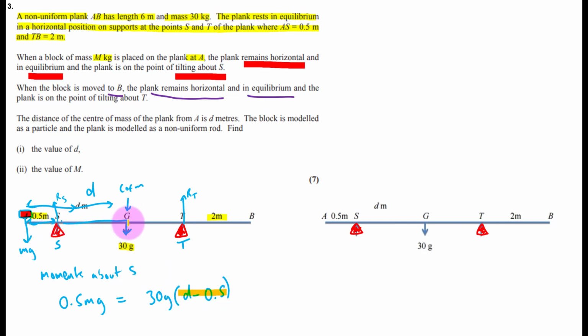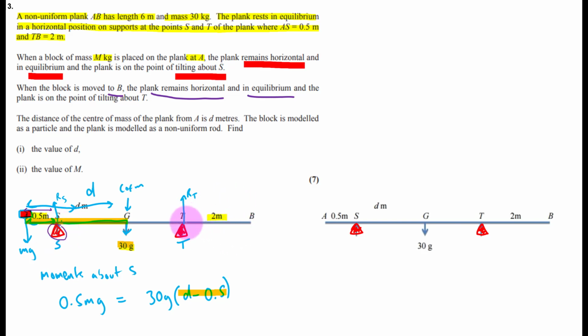Wonderful. So let's make this clear why this is D minus 0.5. If we just assumed any point that this is the centre of mass here, it's this distance here, which is d minus the distance we're given here, because we're taking moments from S. Okay?